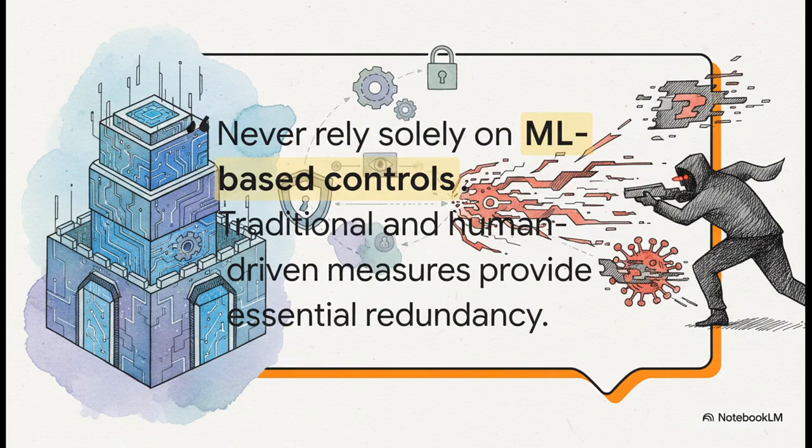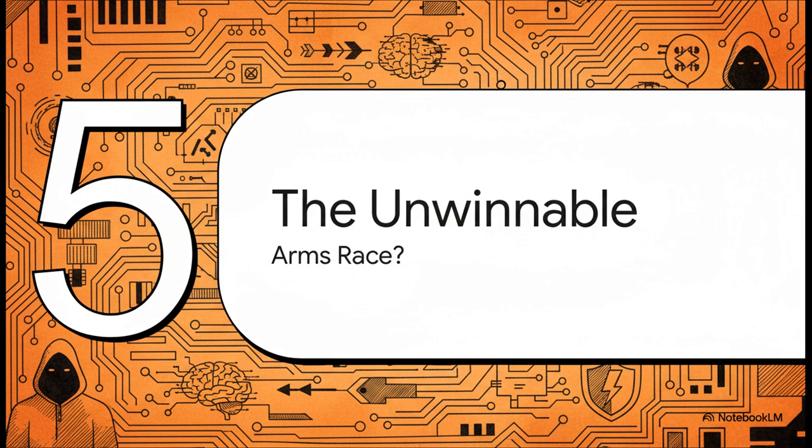But this brings us to what might be the single most important takeaway from all of this. For all this incredible, advanced technology, you can never rely on AI alone. Traditional security tools and, crucially, human experts provide an essential safety net. You know, that redundancy, that human element, that's what's going to save you when a really sophisticated attack manages to fool the algorithm. So, where does this all leave us?